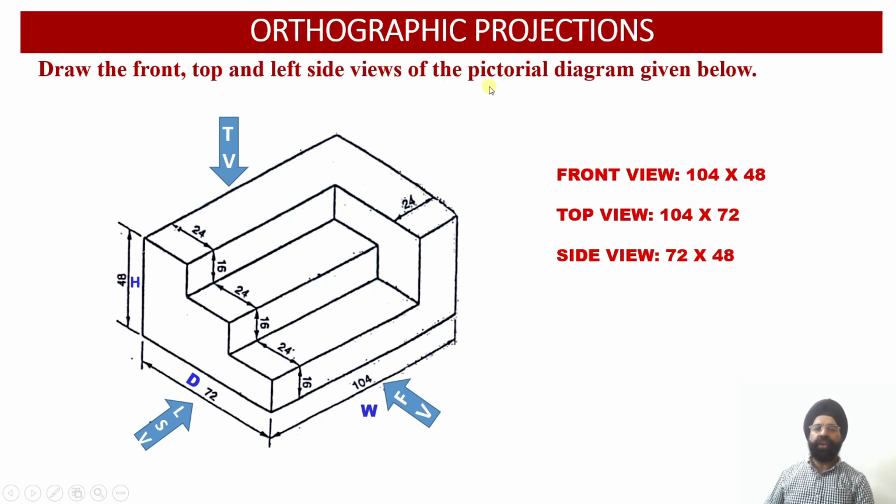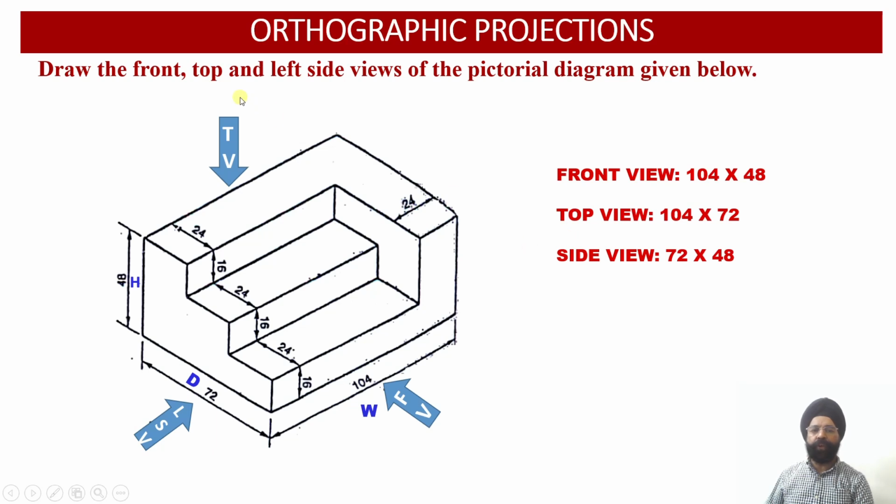And in order to draw the orthographic projections, we need to evaluate the sizes of the front view, top view and the side view of the solid. In the front view, since we are able to witness the width of the solid and the height of the solid, the dimensions of the front view should be: the width is equal to 104 millimeter and the height of the solid is 48 millimeter. So the front view should measure 104 millimeter by 48 millimeter.